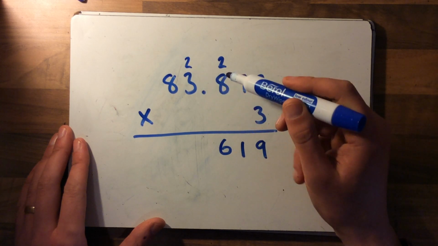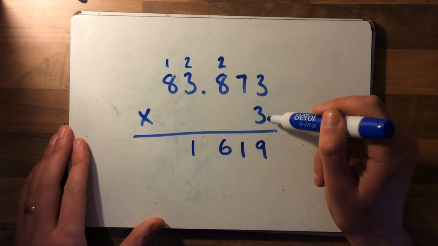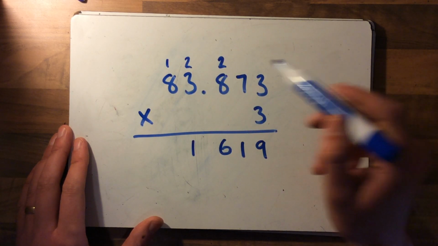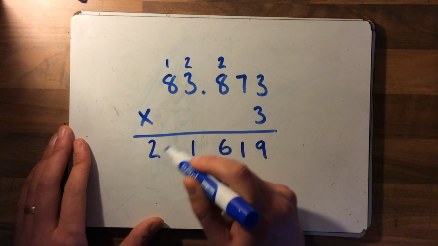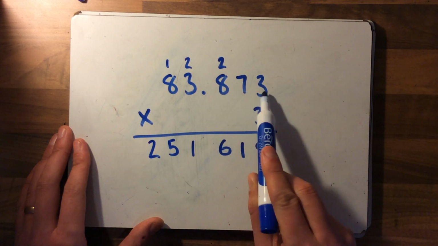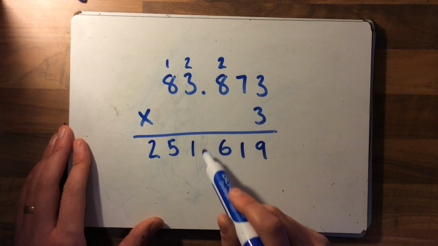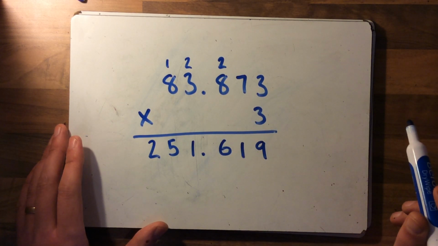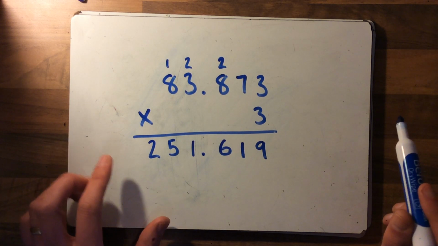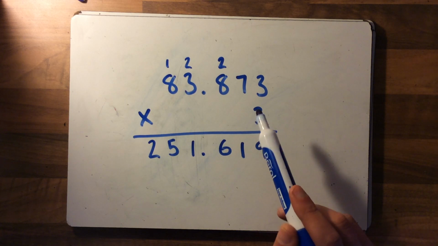3 times 3 is 9. Add 2 is 11. 3 times 8 is 24. Add 1 is 25. That decimal point gets lined up. There are 3 numbers after the decimal point, so there needs to be 3 numbers after the decimal point here. There we go, gets lined up there. 251.619. And again, it looks like a sensible answer, doesn't it?